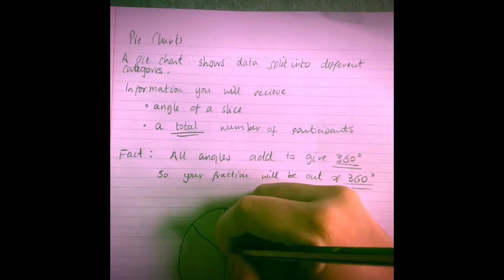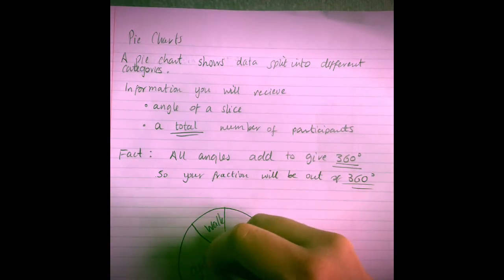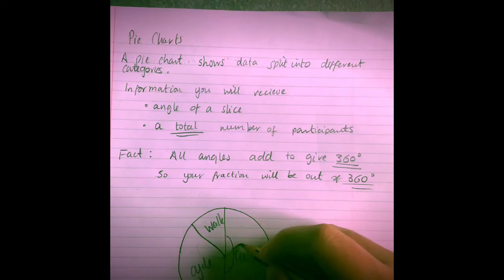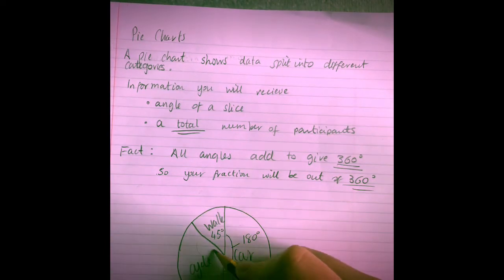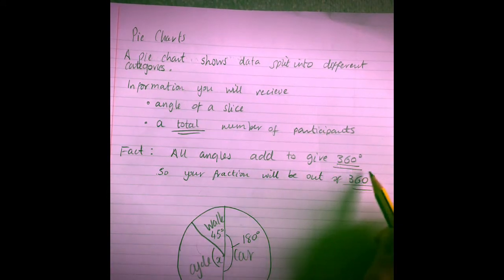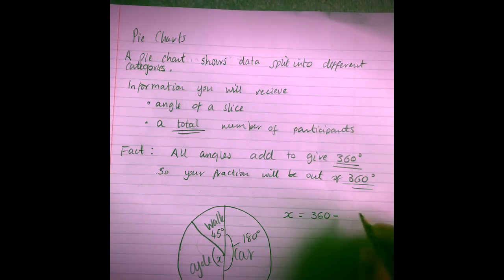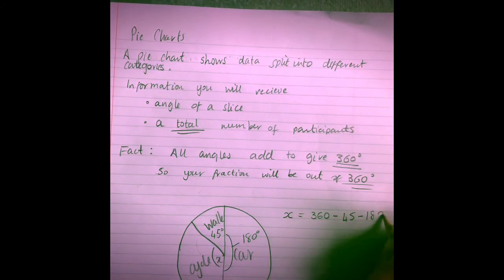What we're going to do now is draw a terrible pie chart, and I'm going to give you some information about the different types of ways people get to work. Okay, so we have the big circle here, and we've got a car, and that's 180 degrees, that's half the circle. I'm going to give you the walking, that's 45 degrees, and what I'm going to ask you to do is find angle X. So angle X is just basically taking the two angles away from 360, but you need to be careful about how you do this.